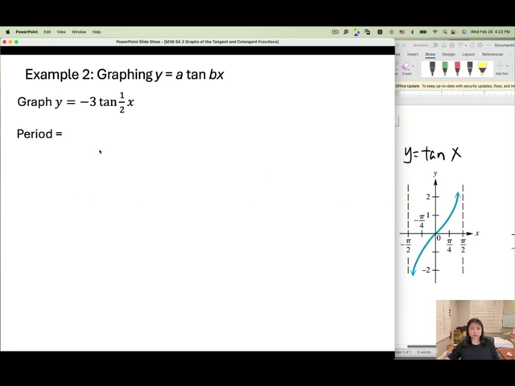Okay, check your work. Period equal to pi over b, right? And your b will be 1/2. So there's pi over 1/2, which is going to be 2 pi. And then figure out the 2 adjacent vertical asymptotes. So we're going to let bx equal to negative pi over 2, and then bx equal to positive pi over 2.